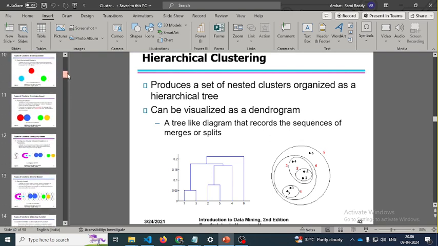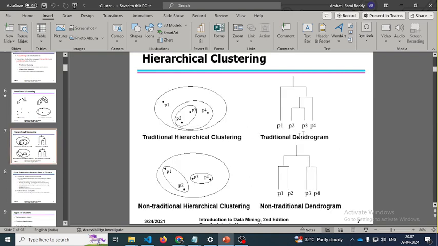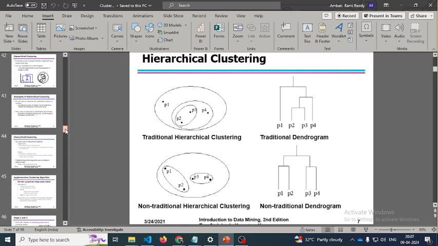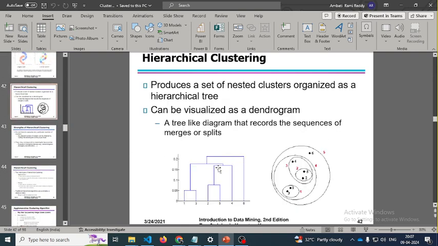See, don't you remember? You just see here, the same. Okay. See this diagram and this diagram. Now you can say what kind of dendrogram it is. So it looks like a traditional dendrogram. Okay.